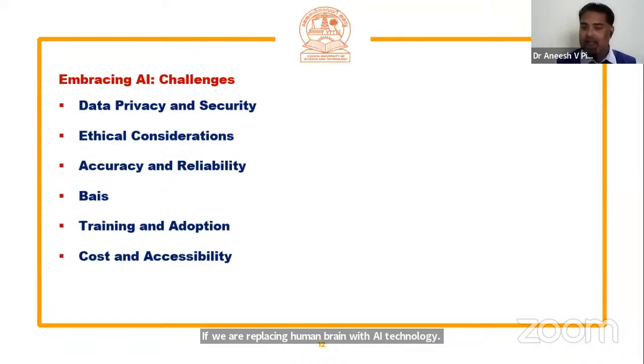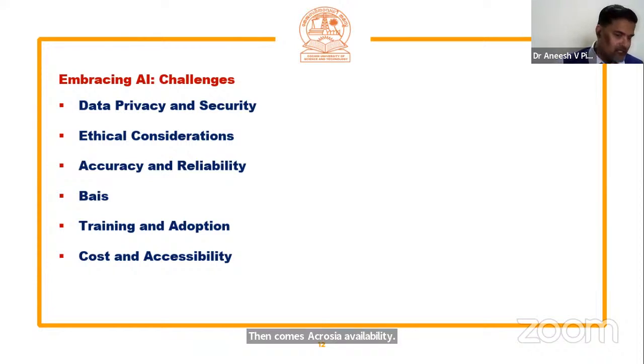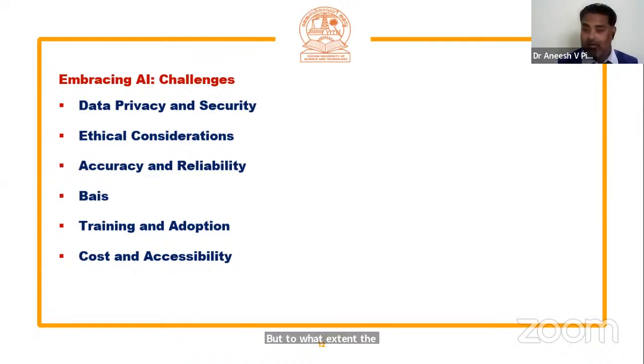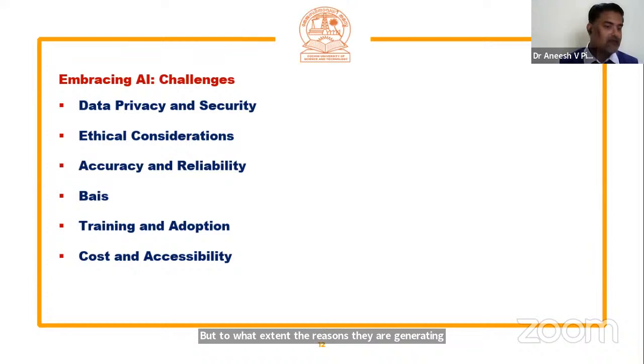Then comes accuracy and reliability. As I said, we have a number of AI tools, and most of them are being rampantly used in our society. But to what extent the results they generate are accurate and reliable is a question. If you want, you can test this. Just go to ChatGPT and ask about something, especially a legal framework. You will get a response. Definitely, you will get a response.